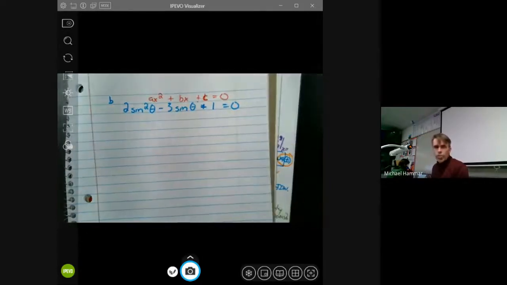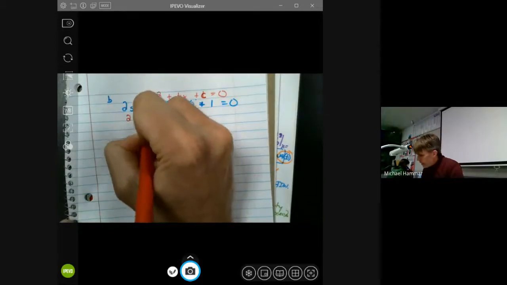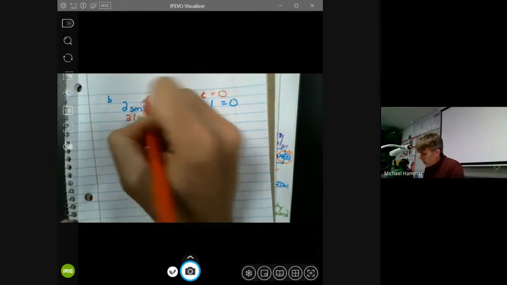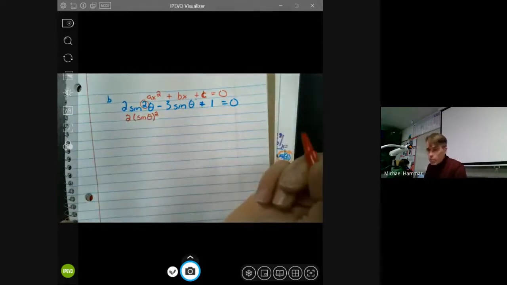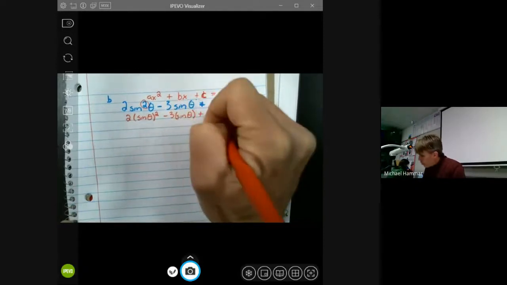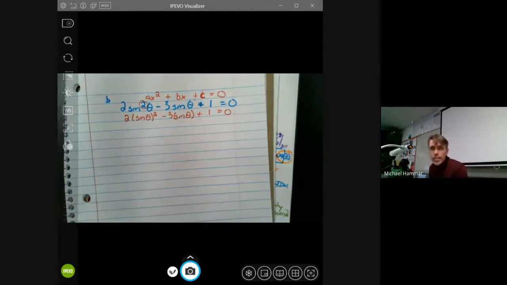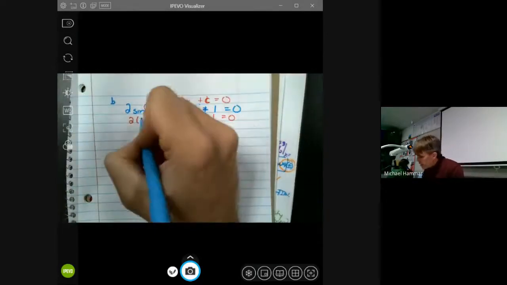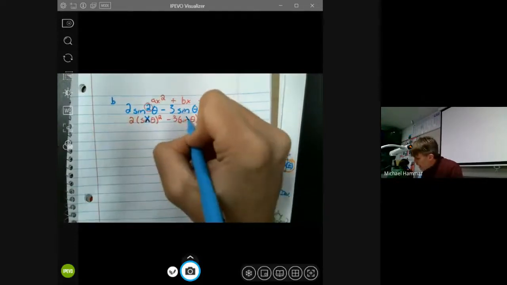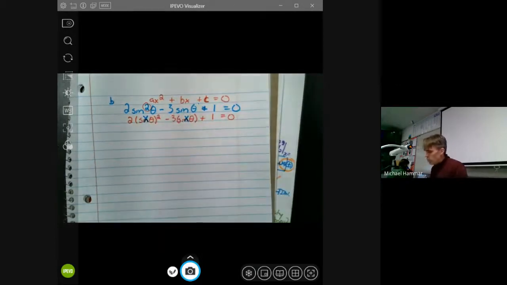If you remember, quadratics are ax squared plus bx plus c. If I rewrote this like this, because what this means is just sine of theta squared minus 3 sine of theta plus 1 equals 0. What you have here is a quadratic. But the sine part is actually just like your x's. So it's like saying you have 2x squared minus 3x plus 1.